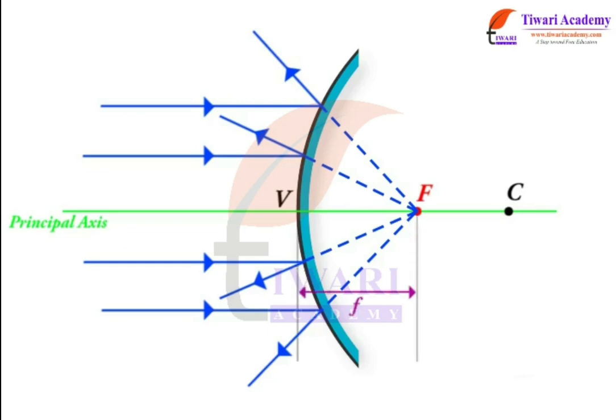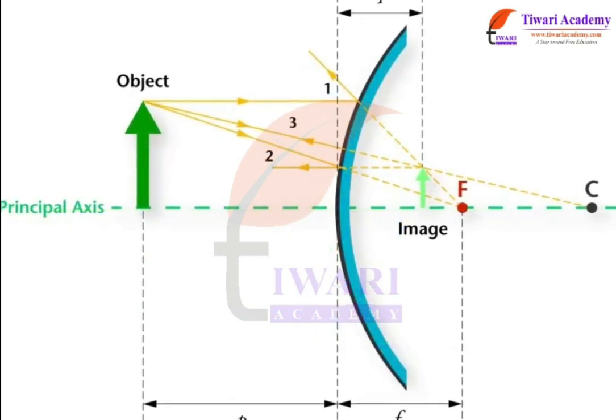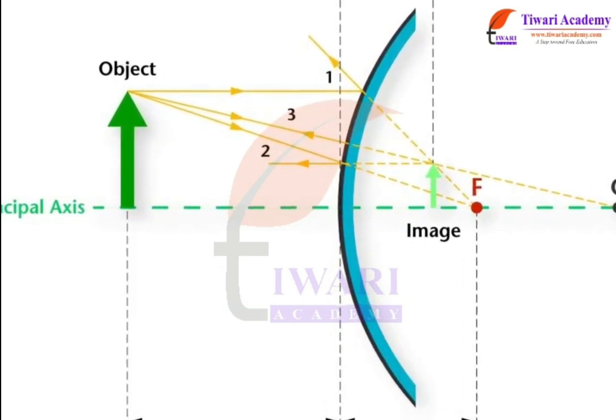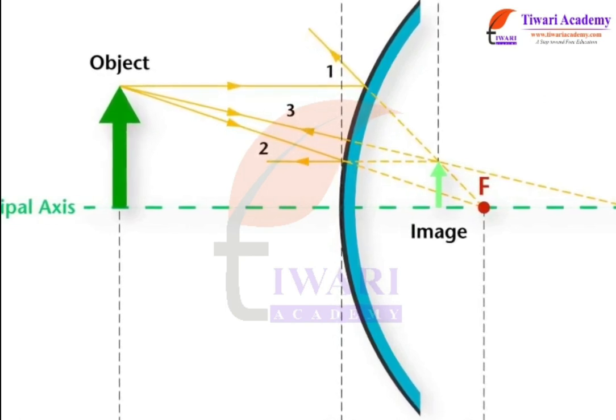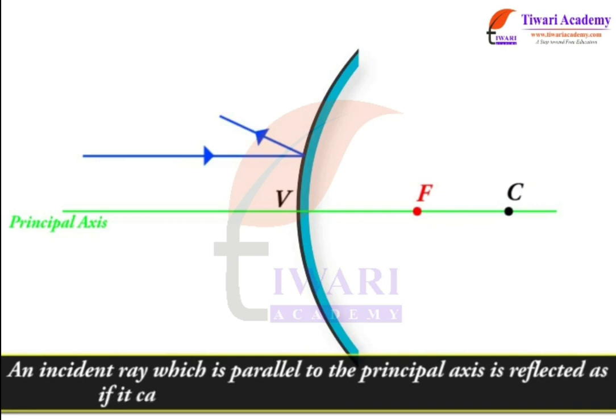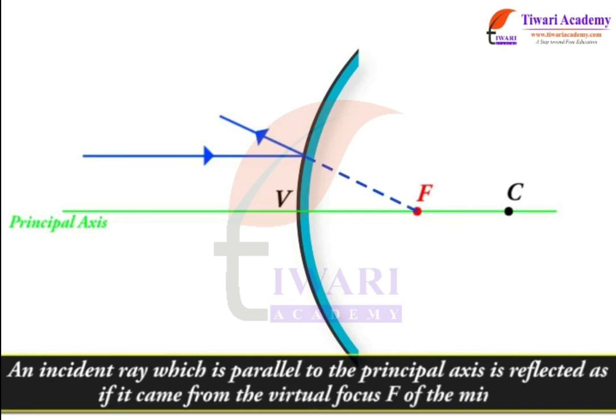The focal length F of the mirror is simply the distance between V and F, as is easily demonstrated in the paraxial approximation. The focal length of a convex mirror is half of its radius of curvature. The image produced by a convex mirror can always be located by drawing a ray diagram according to four simple rules. An incident ray, which is parallel to the principal axis, is reflected as if it came from the virtual focus F of the mirror.